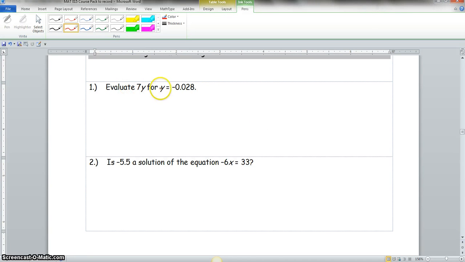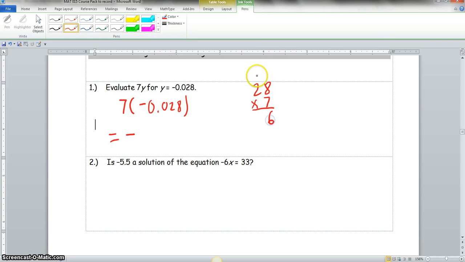So now we go here to number 1. It says evaluate 7y for y equal to negative 0.028. So what we would do is we would substitute negative 0.028 in for y. So now the first thing is we know a positive times a negative is going to give us a negative. So what we need to do is multiply these numbers. Now when we drop the decimal, we're going to have a longer number here than we have here. So let's write it like this. The longer number first, smaller number second. That'll make it easier to multiply.